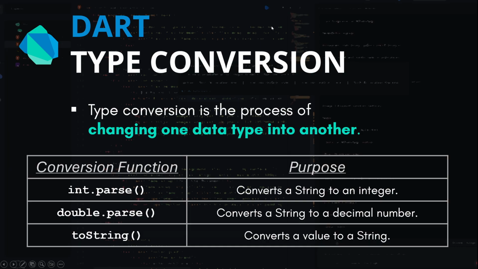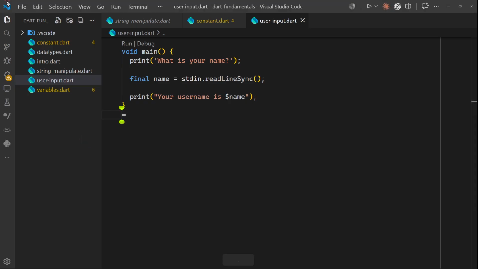So we can use these different functions here to convert integer to string or string to integer. For example, if you want to convert any value to an integer, we use int.parse, and that converts it. The same thing applies to double and to string. If you want to convert anything to a string, you use the toString function. So we are going to get started with this without wasting any time.